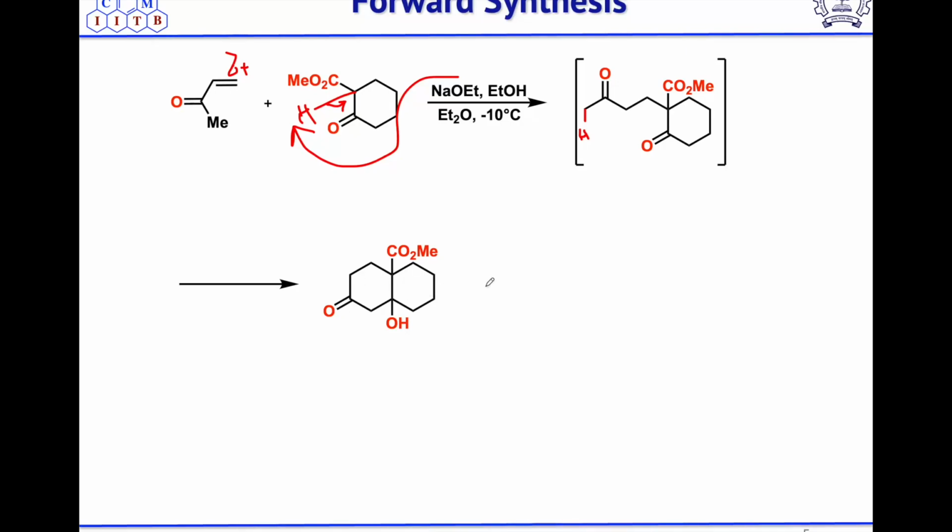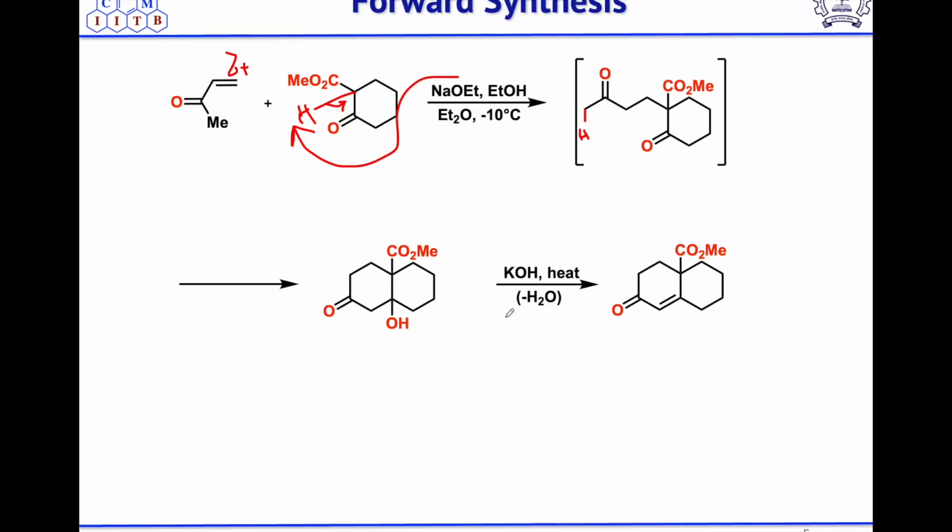So now the next step is dehydration reaction. If you heat this reaction medium, you will get the elimination of water, and you will get the corresponding desired product. So in this reaction, in one pot two reactions are involved. The first step is Michael addition, and the second step is aldol condensation.